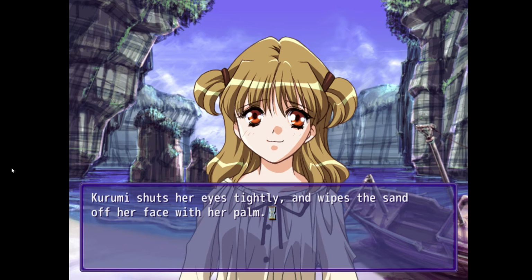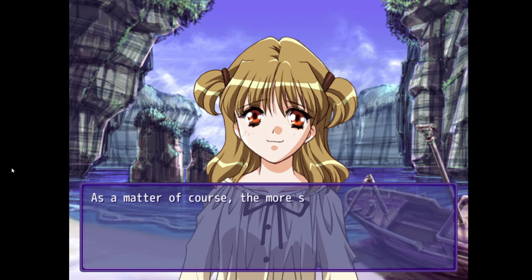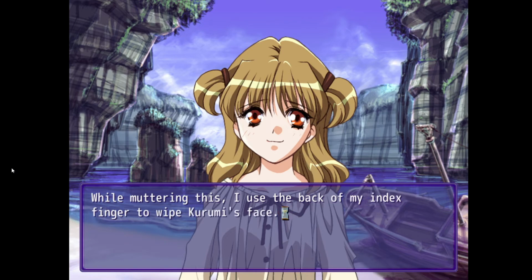Kurumi shuts her eyes tightly and wipes the sand off her face with her palm. However, her palms are wet, so now a lot of sand is stuck to her palm. As a matter of course, the more she tries to wipe off, the dirtier her face gets. Ah, jeez. Muttering this, I use the back of my index finger to wipe Kurumi's face.